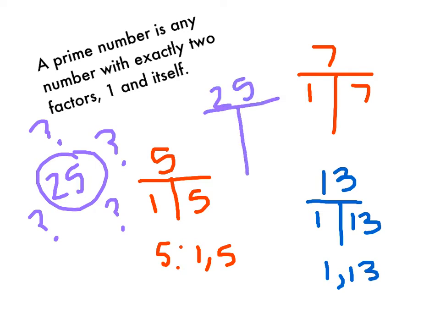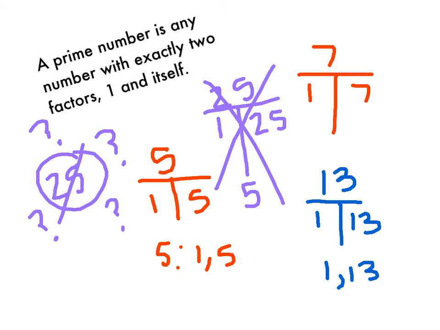If we were breaking it down, we know 1 and 25. So that fits it. A prime number is any number with exactly 2 factors, 1 and itself. So we do have 1 and itself. But we also can do 5 times 5. So that's going to give us how many factors? 3 factors. So this would be no bueno. 25 is not a prime number. So just because it's odd doesn't mean it's prime. No, ma'am. I'm learning so much today.